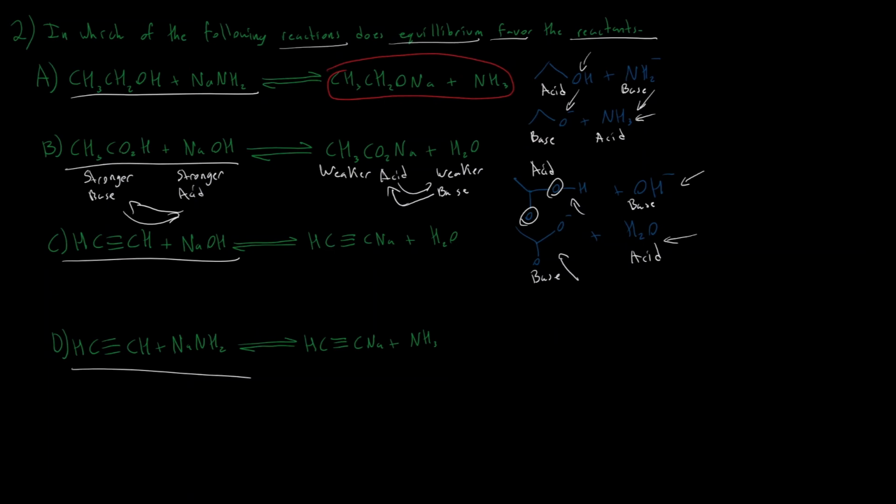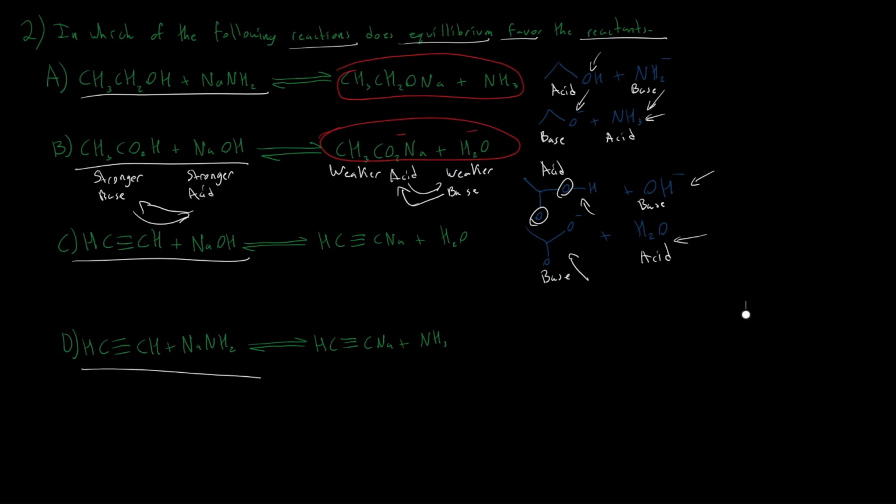So, as we said, we're going to favor the side where the stronger base and the stronger acid were able to get what they wanted and release their hydrogen and accept the hydrogen. Therefore, this side is what's going to be favored here. Because the stronger acid got what it wanted, it released its hydrogen and got a minus charge, and the stronger base got what it wanted and it got the hydrogen.